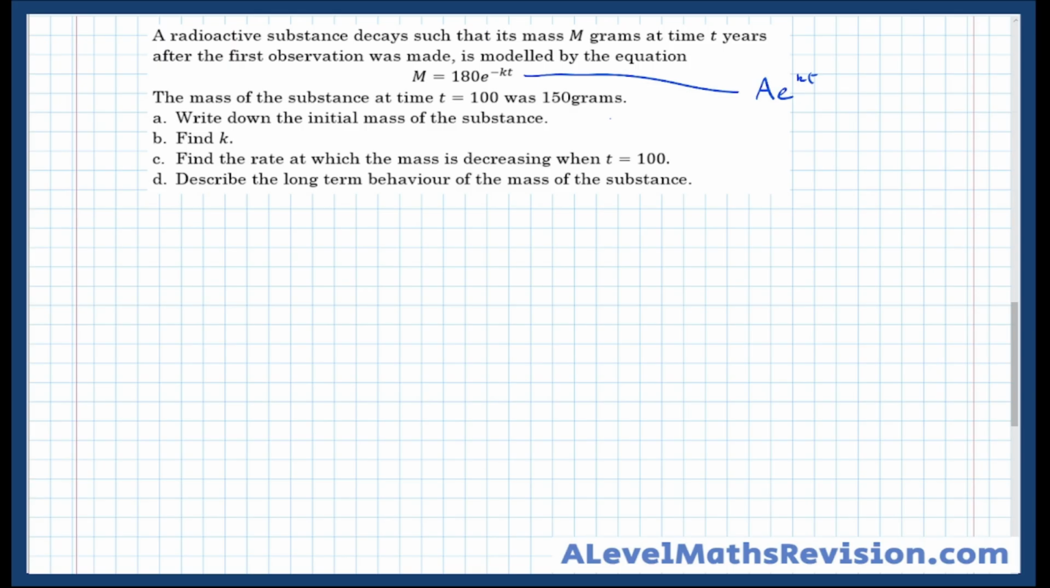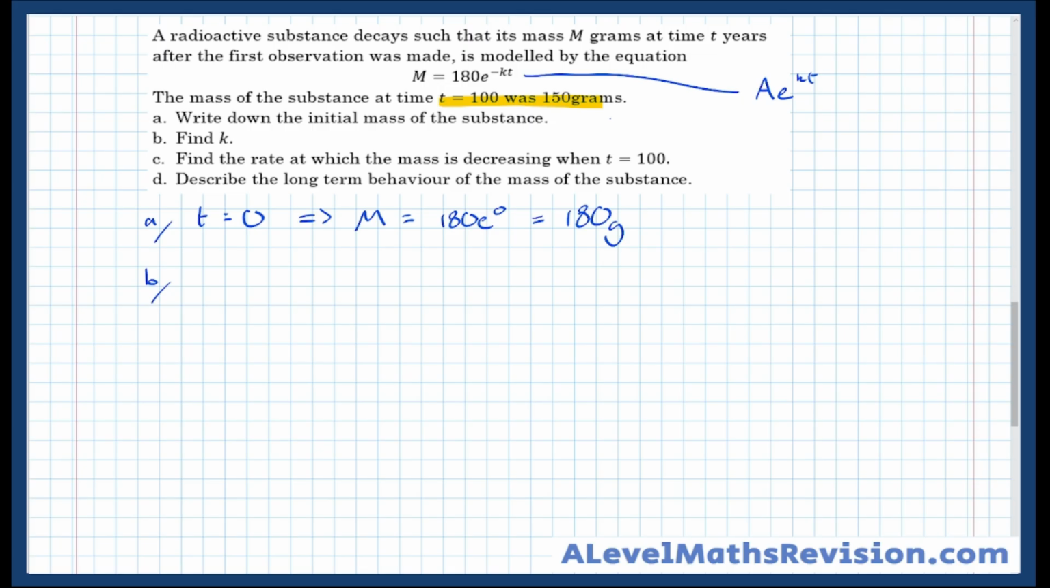It tells us also that the mass of the substance at time t equals 100 was 150 grams. That is a key piece of information that we're probably going to use to find some unknown constants later. First of all, write down the initial mass of the substance. Well, when t equals 0, the mass equals 180e to the power of 0, which is just 180 grams.